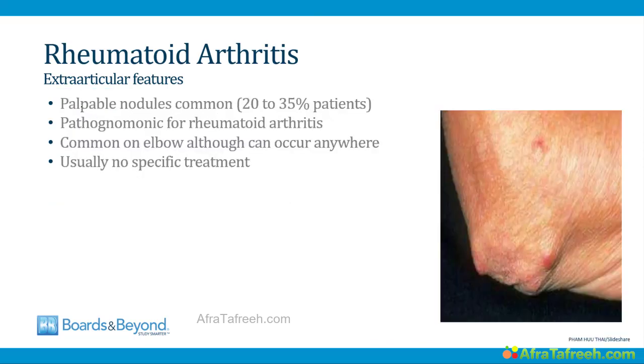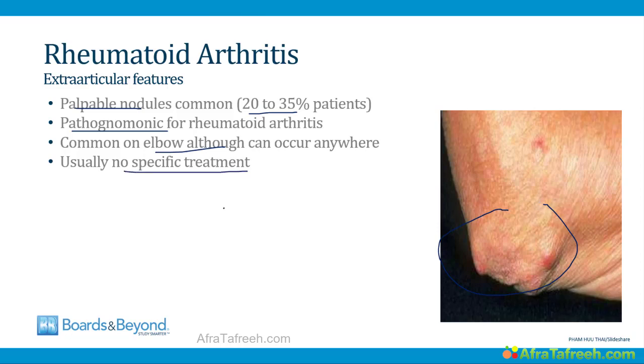Rheumatoid nodules are palpable nodules, and they're very common in patients with rheumatoid arthritis. They occur in up to 35% of patients in some series. If a patient has one of these nodules, it's pathognomonic for rheumatoid arthritis, and it clinches the diagnosis. They're common at the elbow. This is a picture of one at the elbow, although they can occur anywhere, and usually they don't require any specific treatment. They're just a feature of RA.